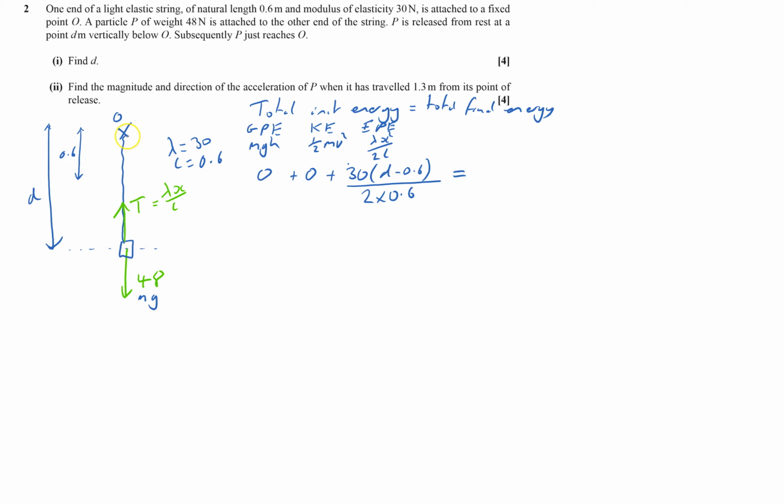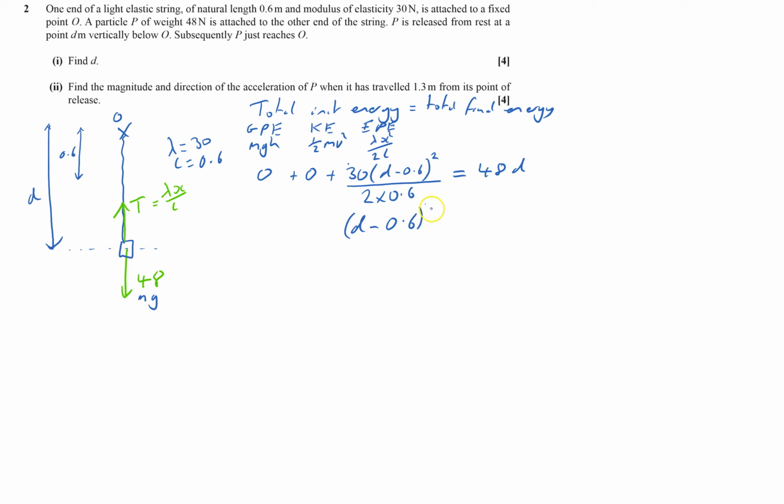It's gone up to here. I'll have no elastic potential energy, I'll have no kinetic energy because it just reaches there, so it's just going to have mgh, and that will be mg is 48, so it's 48 times the height, which is d, and that's multiply both sides by 1.2, divide by 30, that will give us, oh, I forgot the squared, lambda x squared, and that's why I write it down there, messed up there, not too bad.